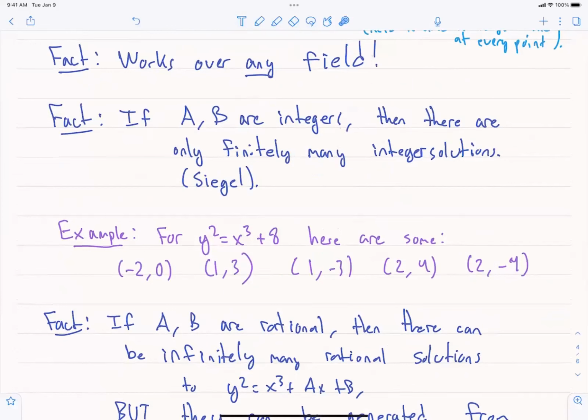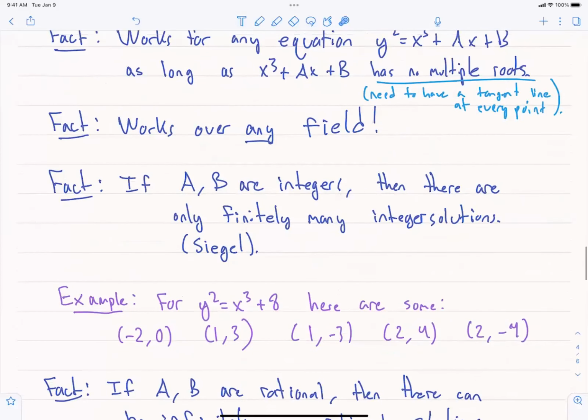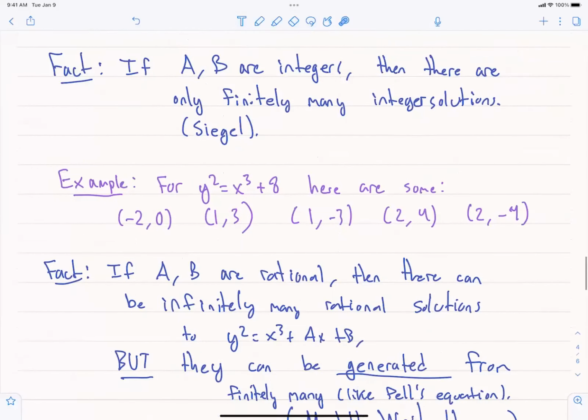Those are some more basic facts; now some deeper facts. What kind of things do we like to do as number theorists? One thing we like to do is look at integer solutions to equations. As a result of Siegel, if a and b are integers, then there are only finitely many integer solutions to this equation. This is a fun result. Just as an example, if you write y squared equals x cubed plus 8, here are a few integer solutions. Plug these in and check they work. Maybe there are more, but if there are more, there are only finitely many.